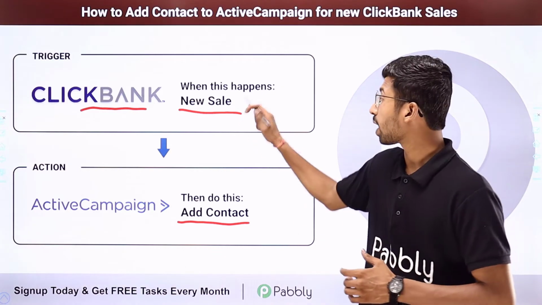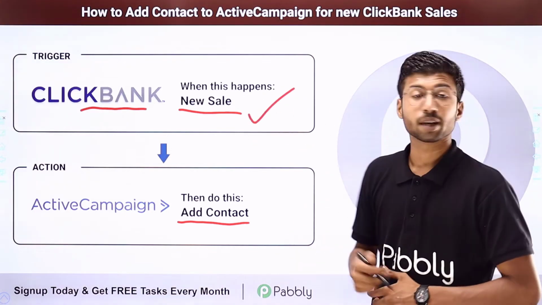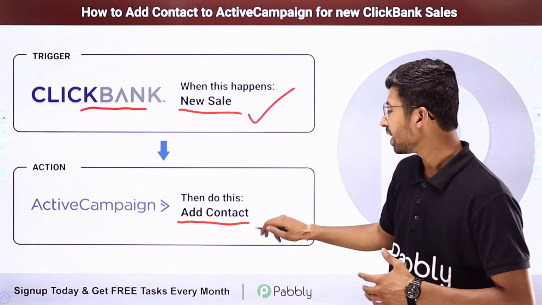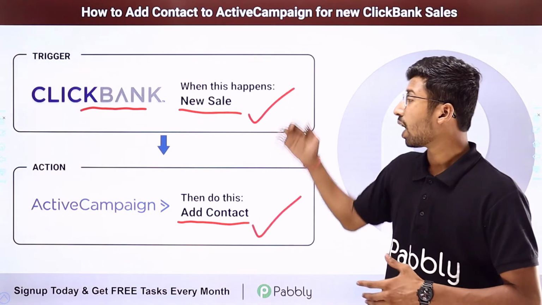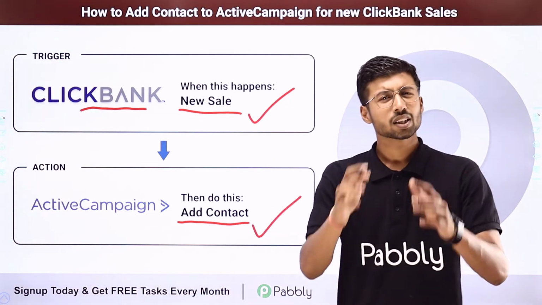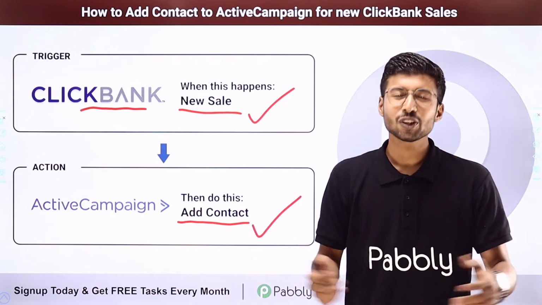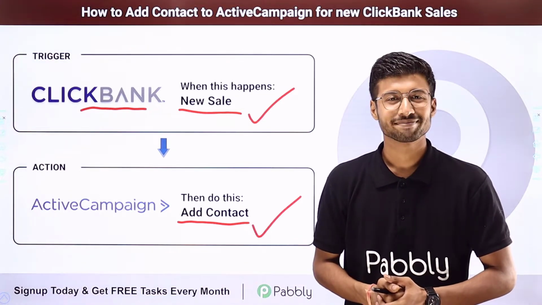So the trigger of our automation will be new sale in ClickBank, and the action will be basically addition of the very same customer as a contact in ActiveCampaign. Now how you can set up this automation? To know this, come to my screen with me.